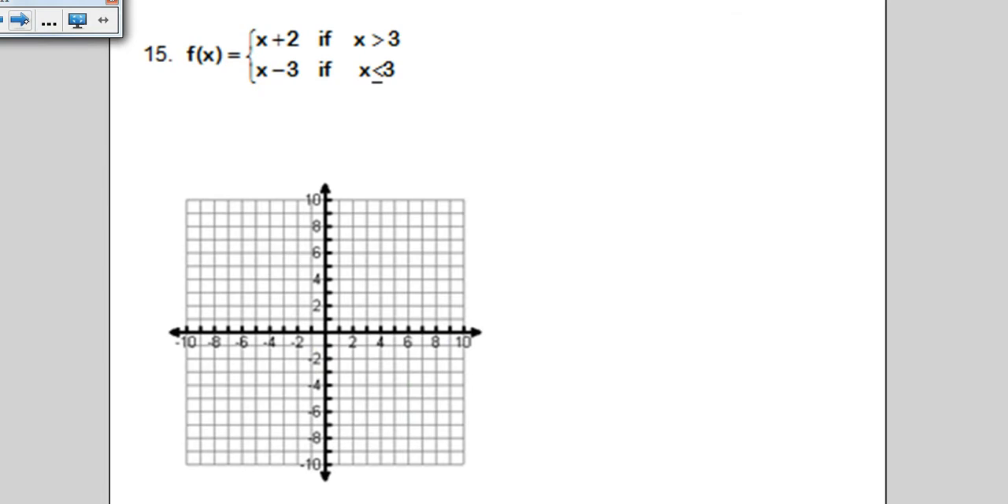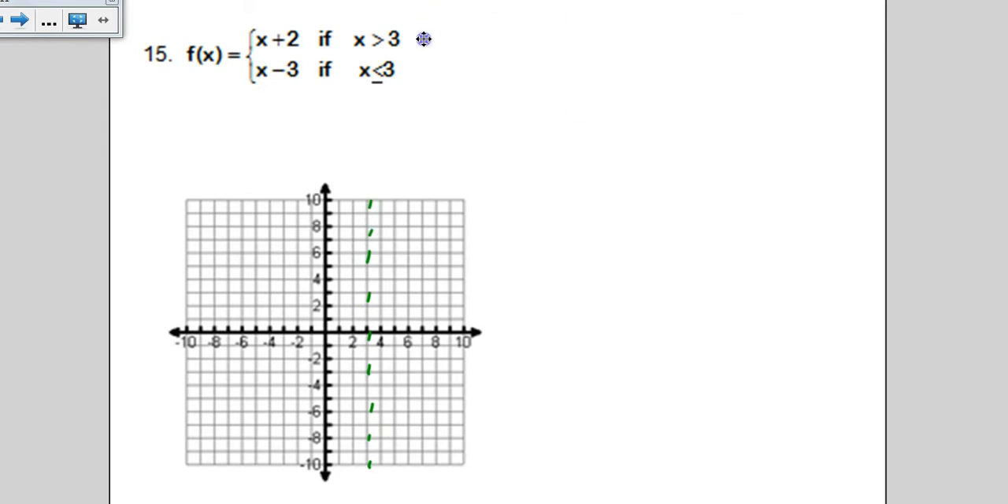Okay, number 15. We have a top function and a bottom function. So the top function, they both split off at 3. I guess I should draw that in. You don't have to draw the boundary line in. It's definitely not part of the graph, but it helps me.